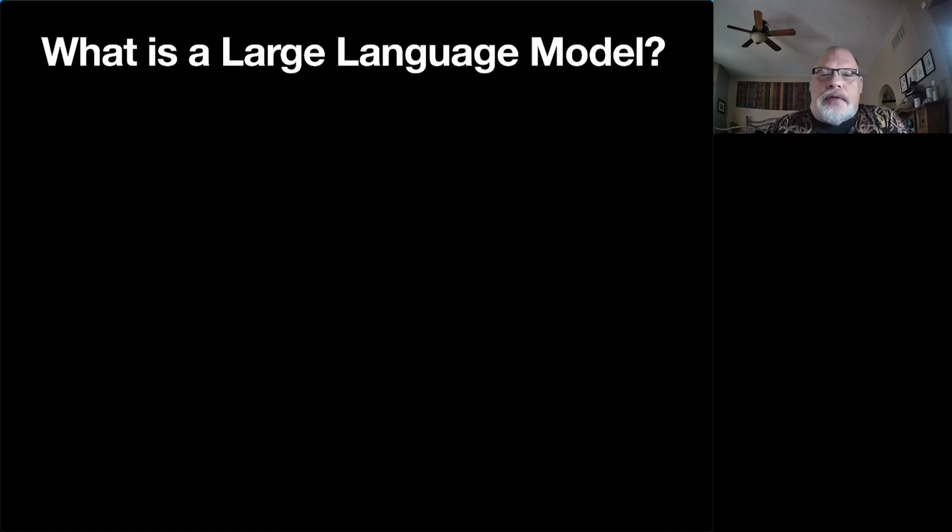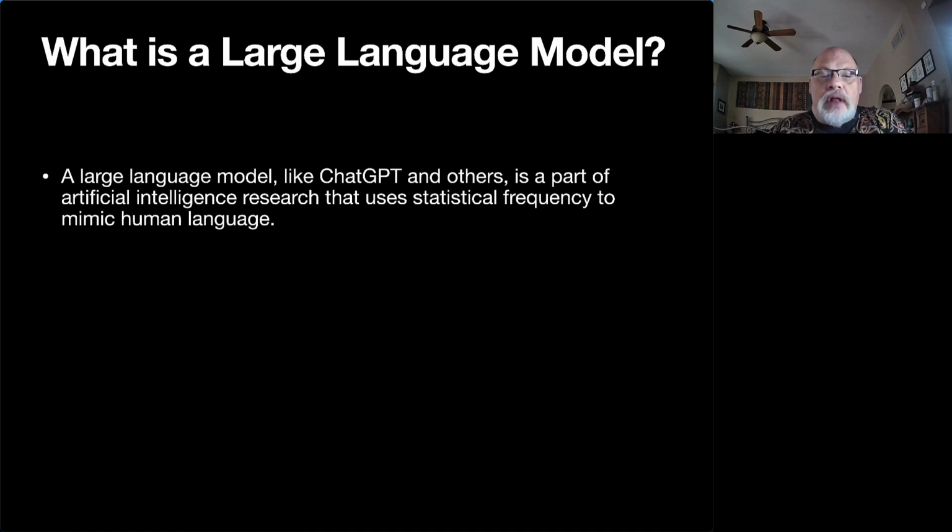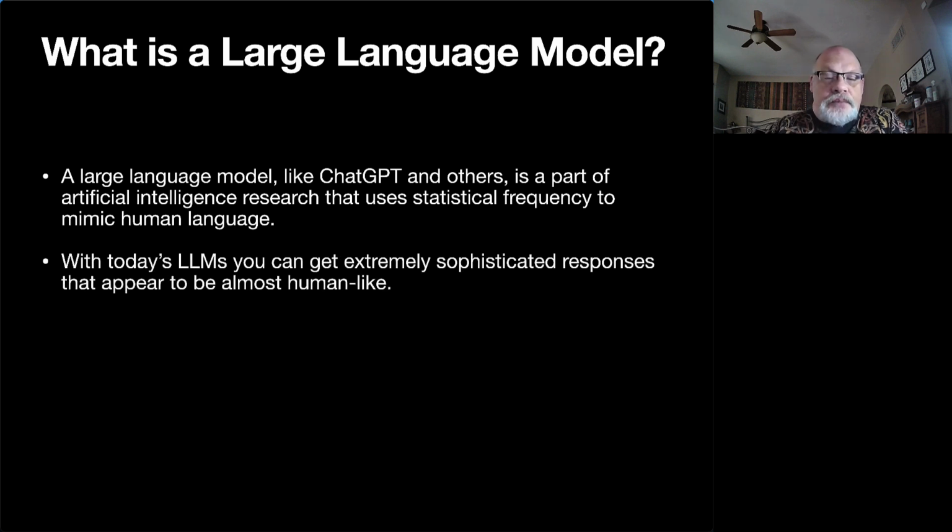So let's start off with the question of what is a large language model? A large language model, like ChatGPT and others like it, is part of artificial intelligence research, and it uses statistical frequency to mimic human language. With today's LLMs, you can get extremely sophisticated responses that appear to be almost human-like. In fact, they're deceptively human-like.